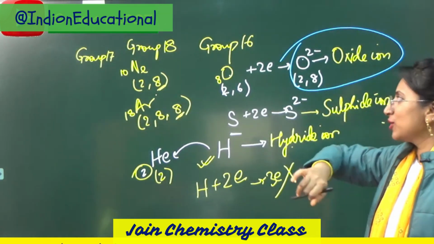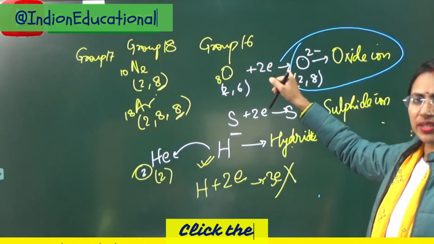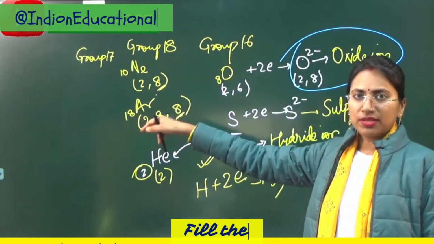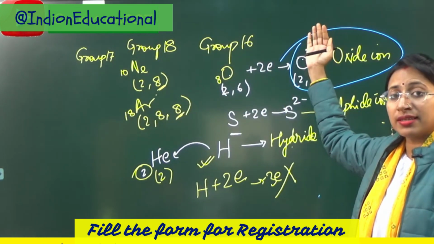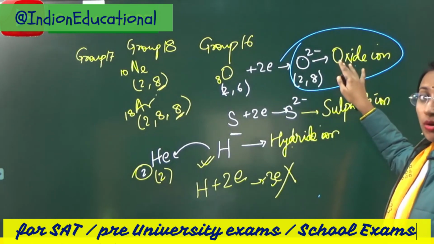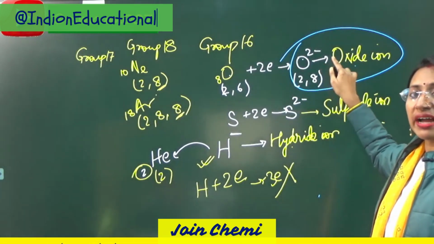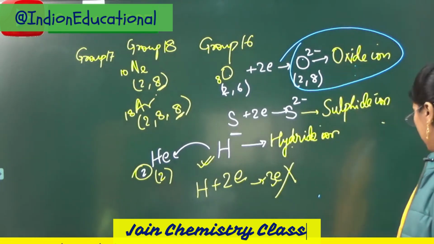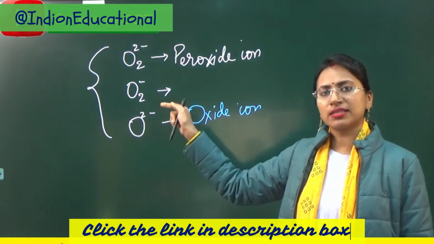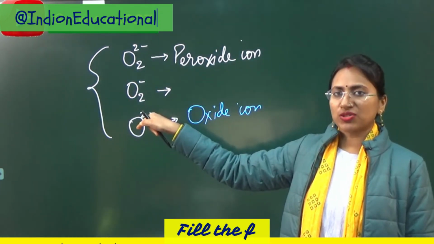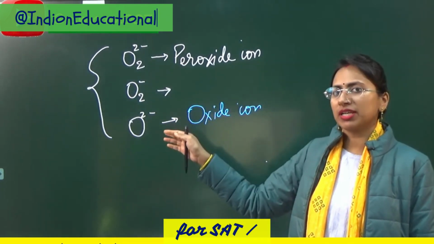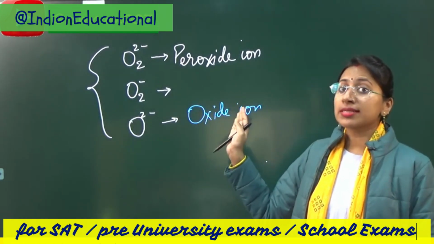Oxide ion, right? When the element is in its elemental state only, and that particular element has attained its nearest noble gas configuration by accepting some electrons, then those ions will be termed using the suffix -ide. Same is the case here. This is a single oxygen atom and it has gained 2 extra electrons to attain the electronic configuration of neon. So from oxygen, it will be termed as oxide ion.